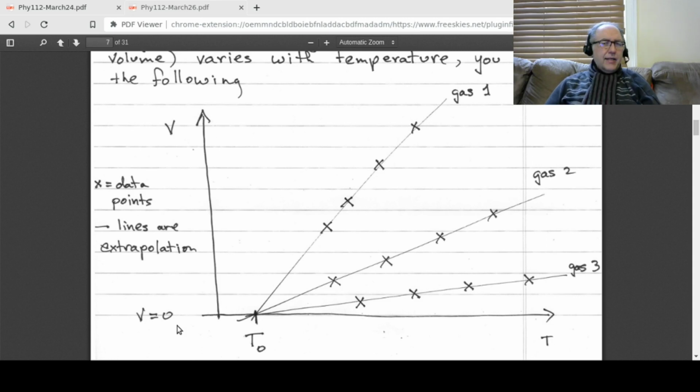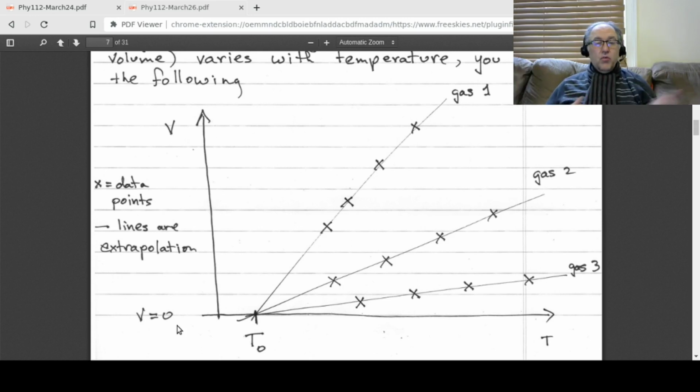Now, in reality that doesn't happen. Before you get to where the volume vanishes, the ideal gas will turn into a non-ideal gas, and then it'll turn into a liquid and a solid and so on. But we're not going to push it that far. Let's look at the graph now. Those X's there correspond to data points, and we're going to have a bunch of different gases.